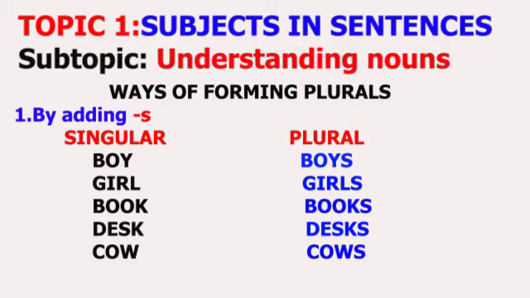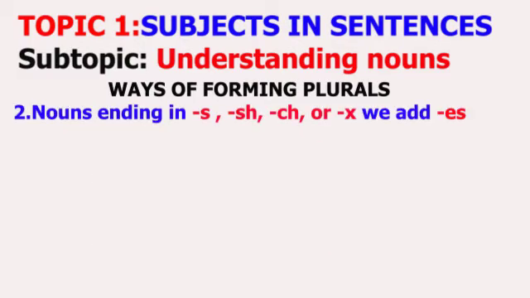But that is not the only way we can form plurals of English countable nouns. We have other ways of forming plurals, for example, for those nouns that end with the letter s, or sh, or ch, or x.